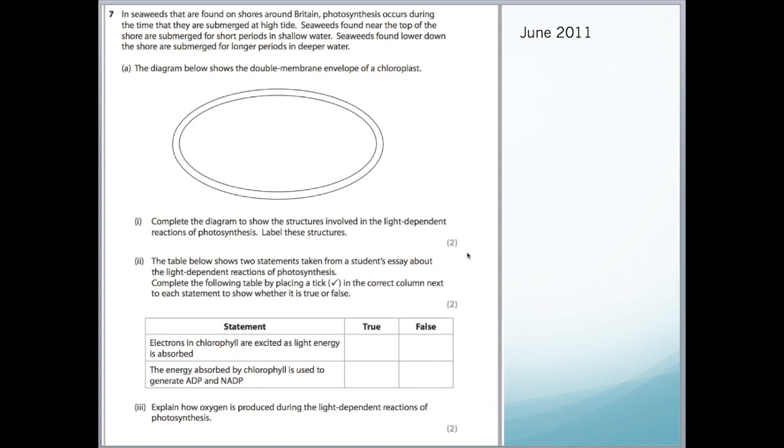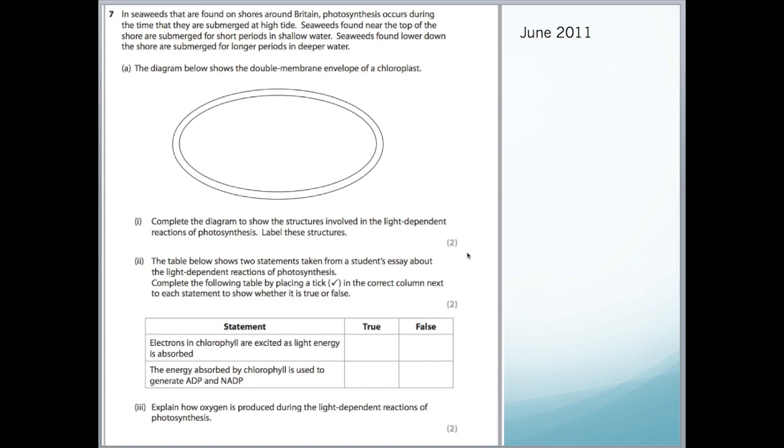Then the table below shows 2 statements taken from a student's essay about the light-dependent reactions. Complete the following table by placing a tick in the correct column next to each statement to show whether it is true or false. So the first statement says electrons and chlorophyll are excited as light energy is absorbed. Well, this is true because once they're excited, they then can go through the electron transport chain. So this statement is true. The next statement, the energy absorbed by chlorophyll is used to generate ADP and NADP. That is not true.